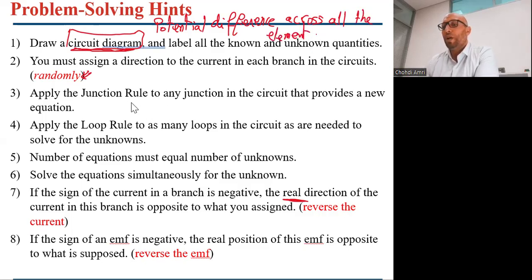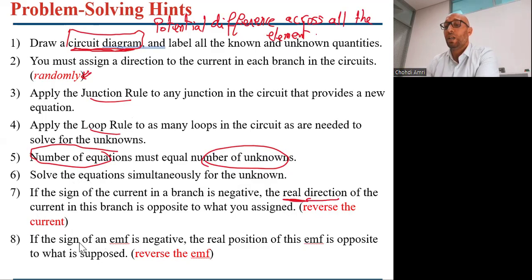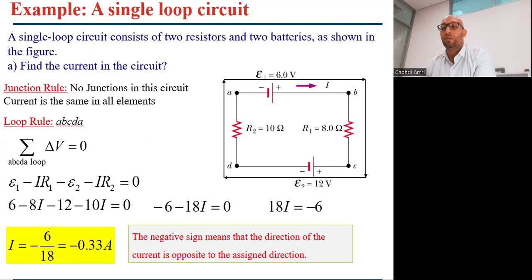Okay, then we apply the junction rule, then we apply the loop rule until we get the number of equations equal to the number of unknowns. In this case, we can solve our problem. After that, if the resultant current is negative, that means the real direction of the current is opposite to what we assigned. And if the electromotive force is negative, in this case, we can say that the real position of the electromotive force is opposite to what we assigned.